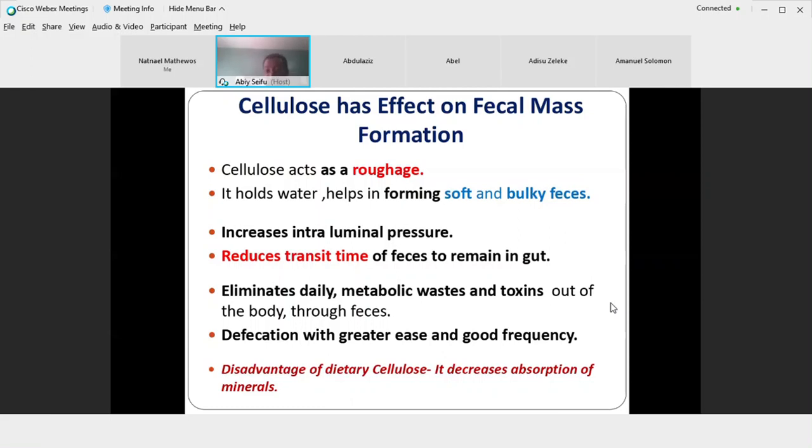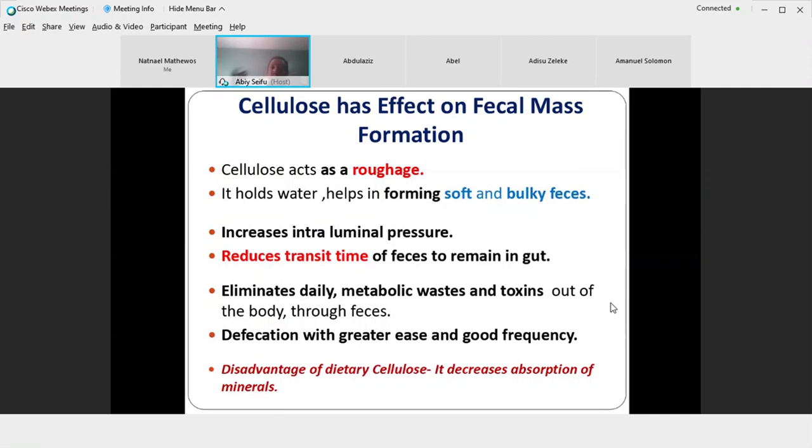It enhances fecal mass formation. It helps in forming soft and bulky stool. It increases intraluminal pressure. That means it reduces what? The transit time of feces to remain in the gut. For example, if there is a carcinogen and it remains in the gut for a long period of time, it may affect our gut, and it increases the incidence of different cancers.